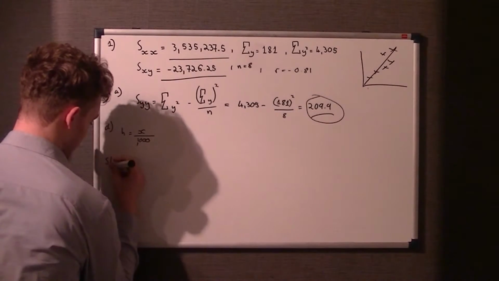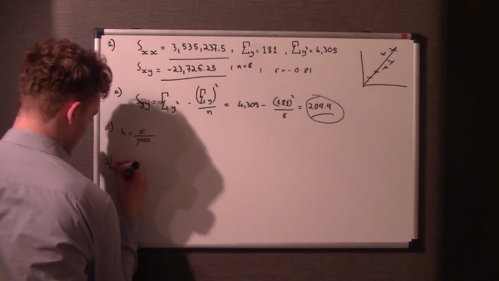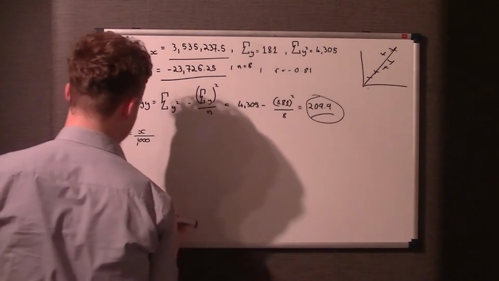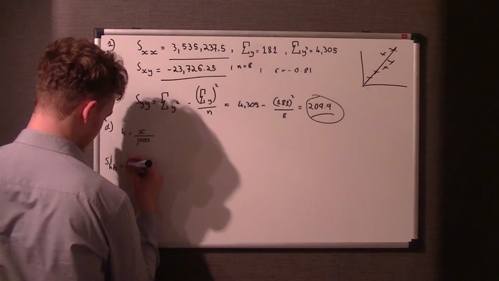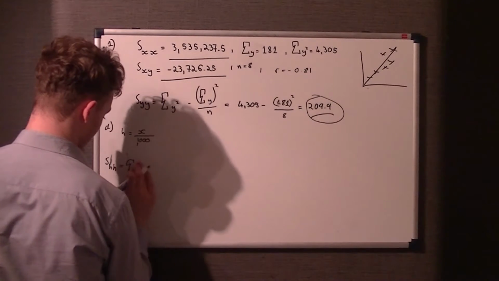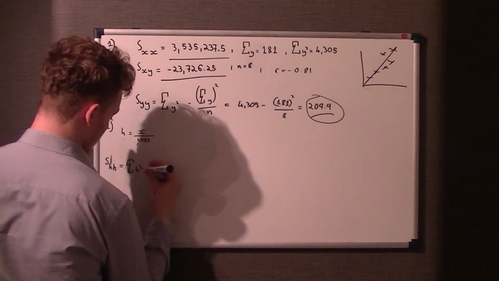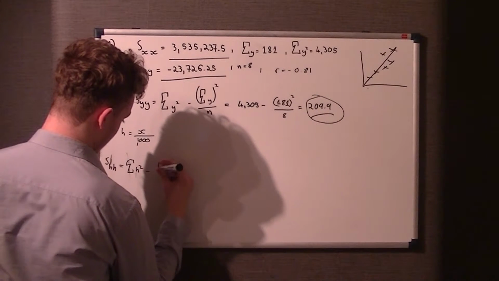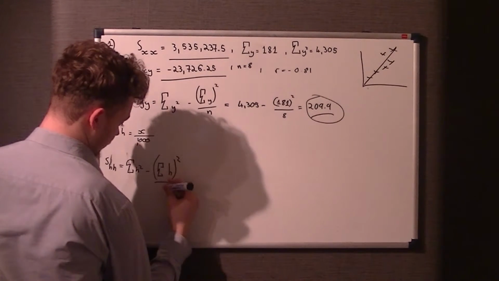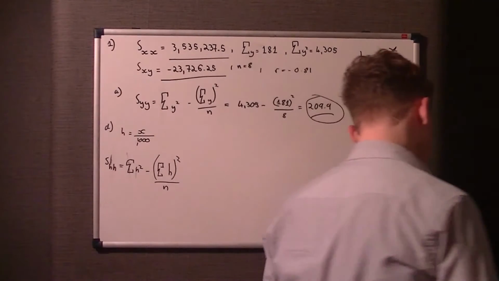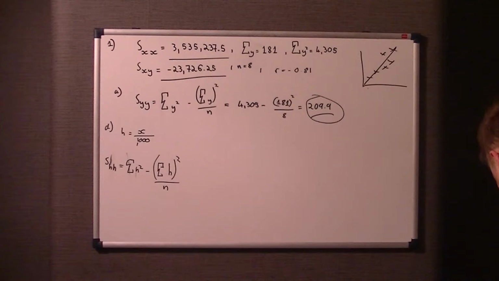Now, the first thing I would do before bothering with trying to work this out is just write what SHH is. Obviously, if it was SXX or SYY, you would write the sum of y squared, but because we're looking at H, it's the sum of H squared, minus the sum of H all squared over N. What we wanted to do is put this in. Now obviously we don't know the sum of H, we don't know the sum of H squared.